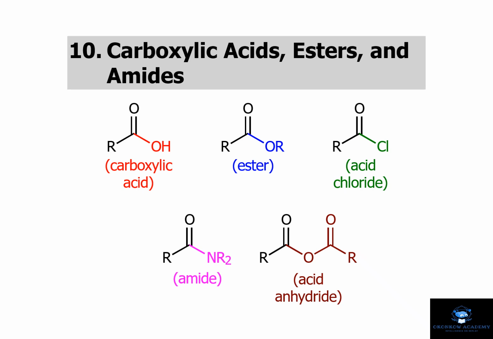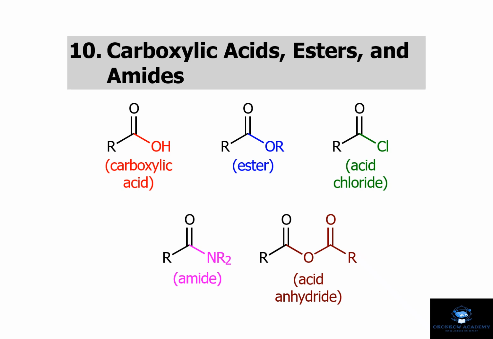Carboxylic acids, esters, and amides. This slide shows a family of carbonyl-containing functional groups, all related to the carboxylic acid. A carboxylic acid has the structure R-COOH. Replace the OH with OR and you get an ester. Replace it with NR2 and you get an amide.